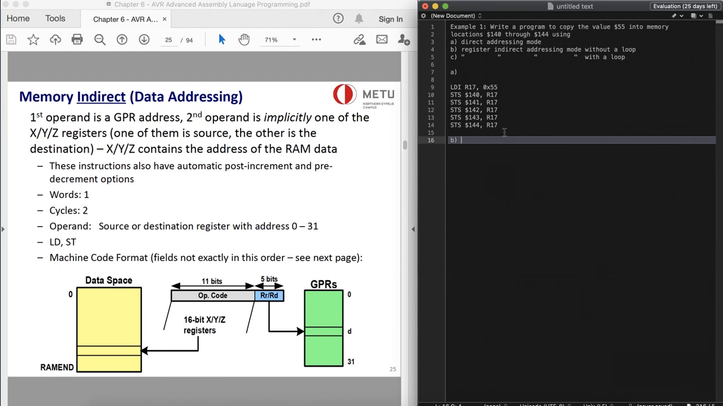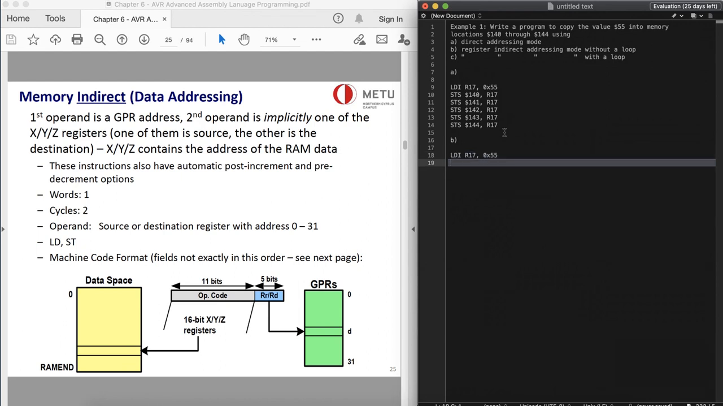Now, an alternative way of doing this is using memory indirect addressing without a loop. Now, with indirect addressing, what do we have? Again, we have to define LDI. Let's use R17 again for 0 hex 55. Now, we define the constant value to be stored. Then we have to specify the address.